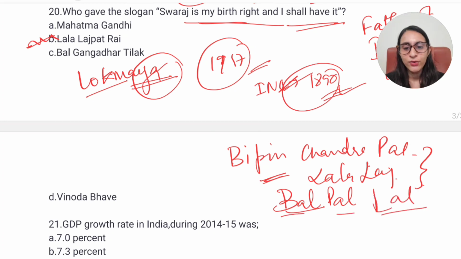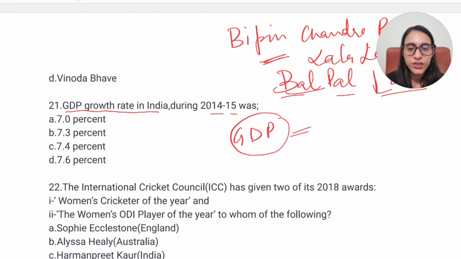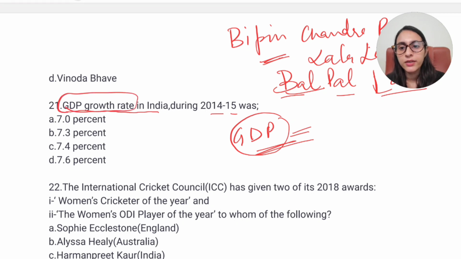So Bal Pal Lal, the trio was Bipin Chandra Pal, Lala Lajpat Rai and Bal Gangadhar Tilak. The next question: GDP growth rate in India during 2014-15 was? GDP, gross domestic product, the annual average rate of change of gross domestic product at market prices based on constant local currency for a given nation's economy during a specific period of time is the GDP growth rate.